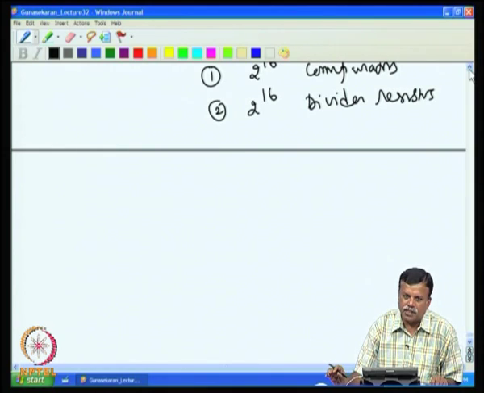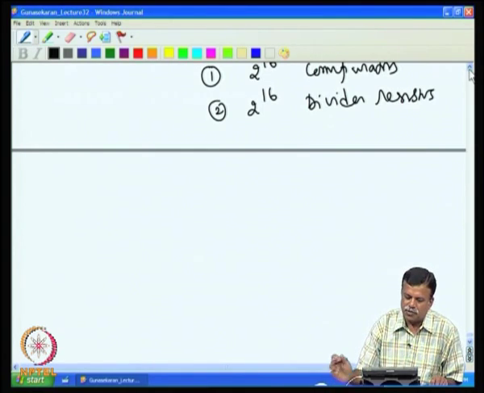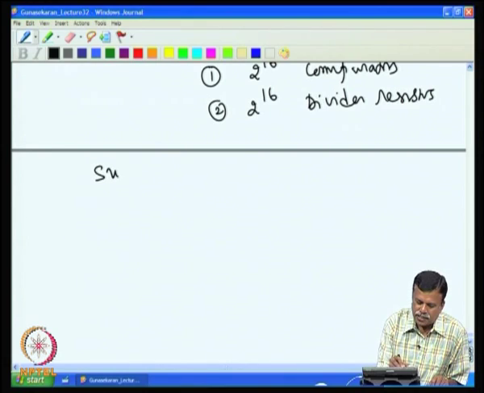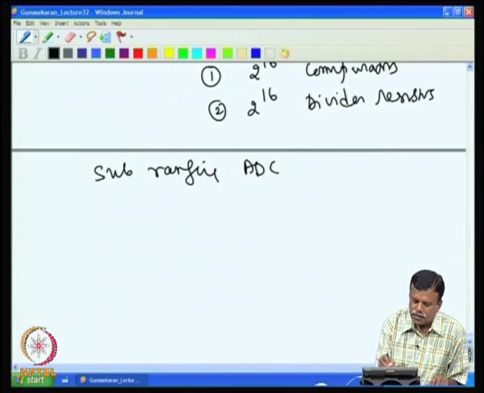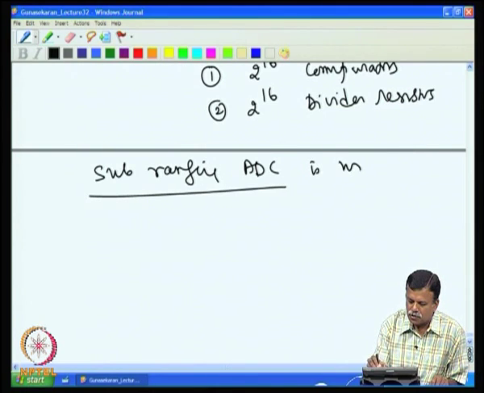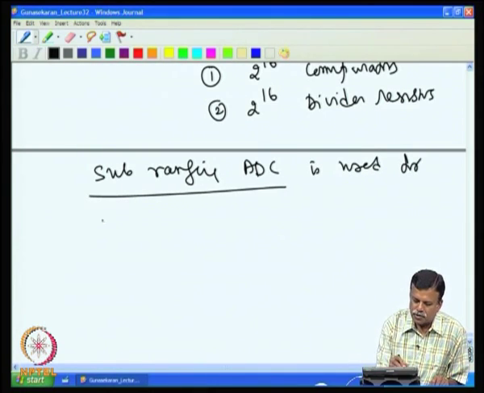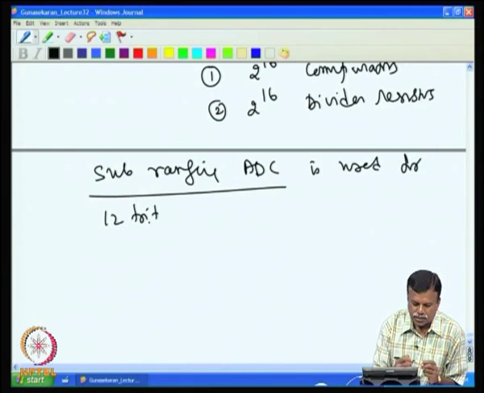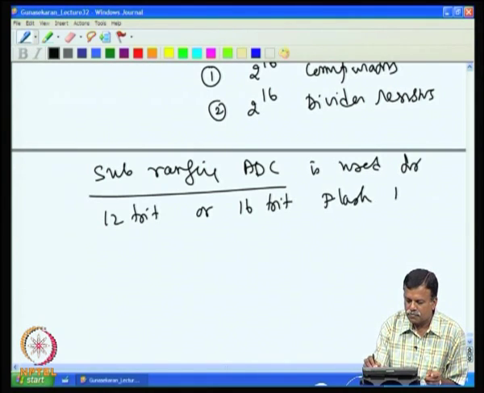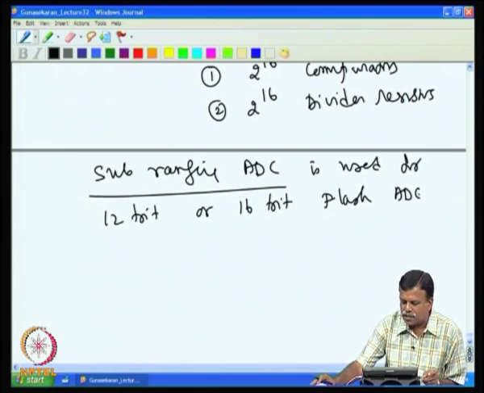So, normally 16 bit flash ADCs are not made this way. For this, only the subranging ADC is used. Subranging ADC is used for 12 bit or 16 bit flash ADCs. So, let us see what a subranging flash A to D converter is.